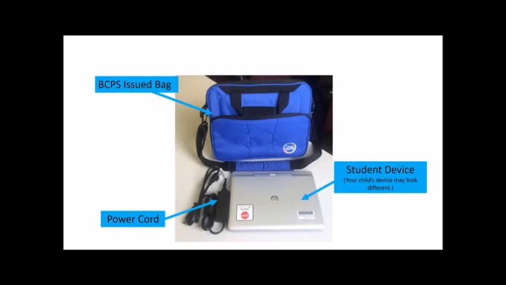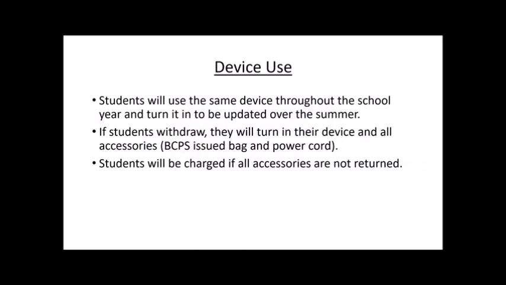Each student will be assigned a device along with a power cord and a BCPS issued bag. The device assigned to each student will be theirs to use throughout the school year. At the end of the school year, all students will turn in their devices to be updated over the summer. If students withdraw from the school, they must turn in their device and accessories, including the BCPS issued bag and power cord. Devices must be turned in if students are leaving BCPS or transferring to another BCPS school. Students will be charged if accessories are not returned.